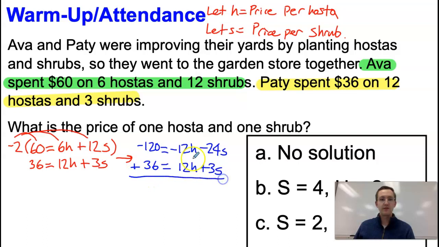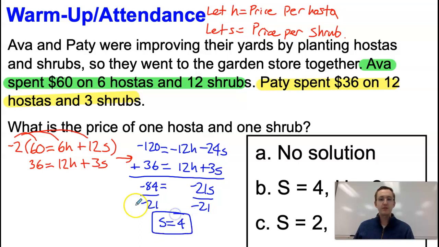Now we can combine our equations. We'll add them together. So -120 plus 36 is going to be -84 is equal to, our H's go away, so we're left with minus 21S. And now we just need to divide both sides by -21, which means that S is going to be equal to 4. So that means we pay $4 per shrub.